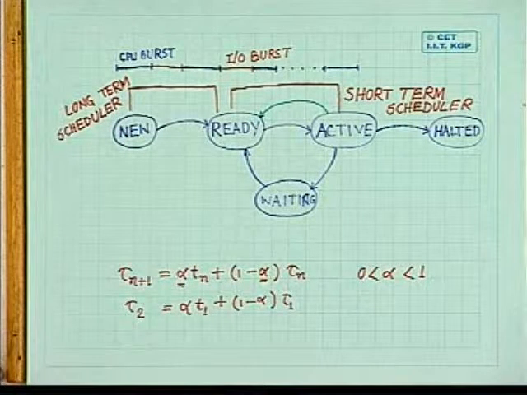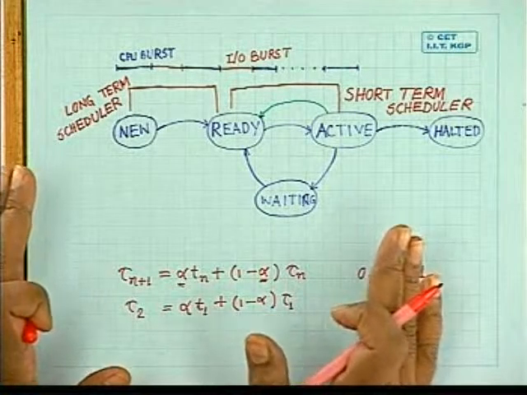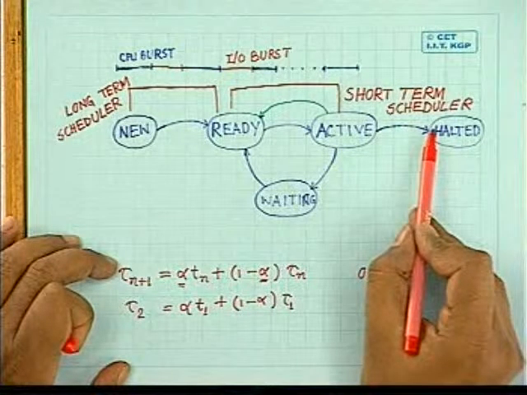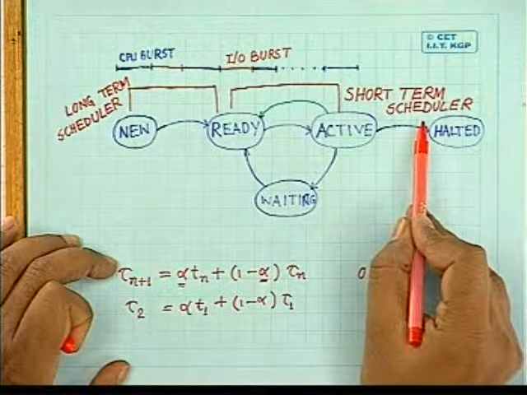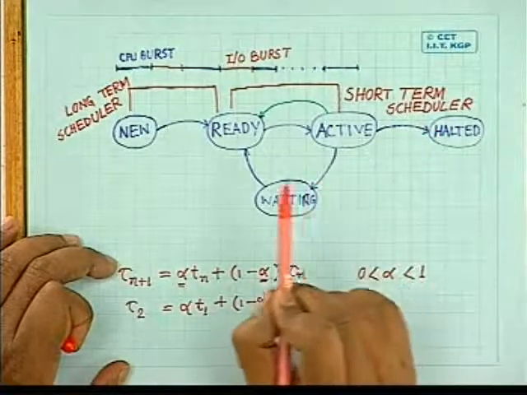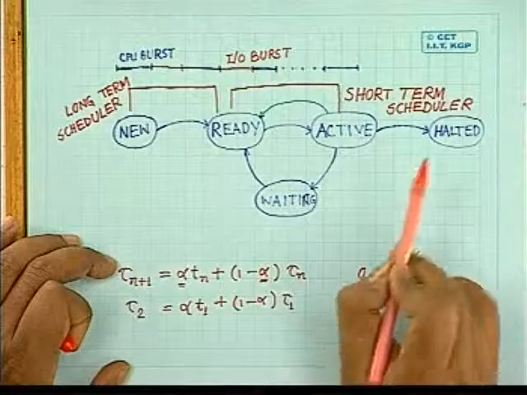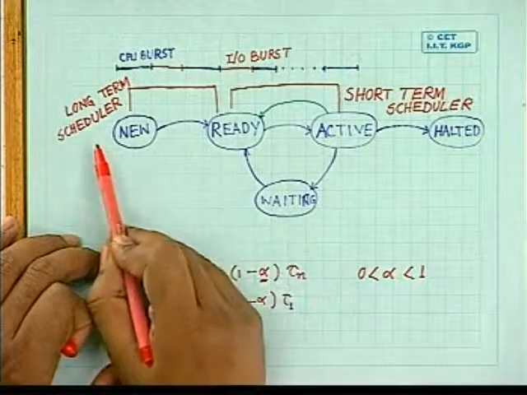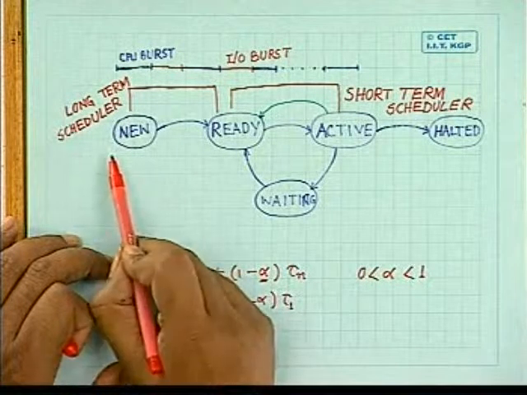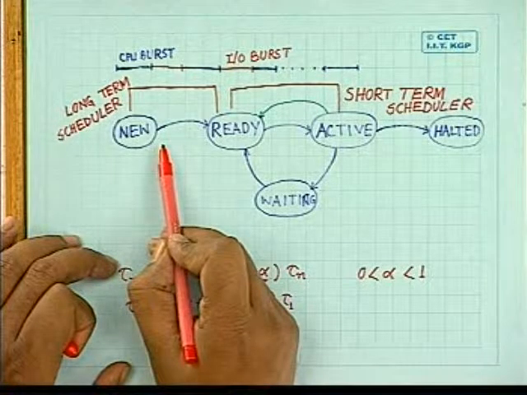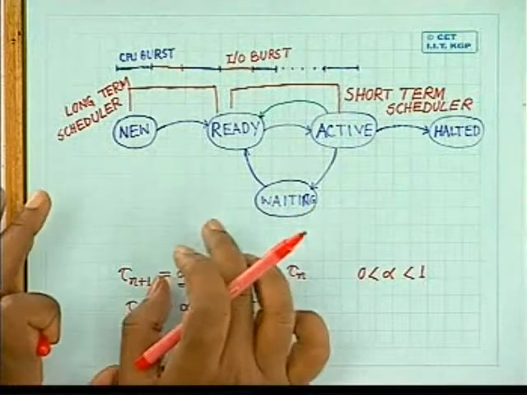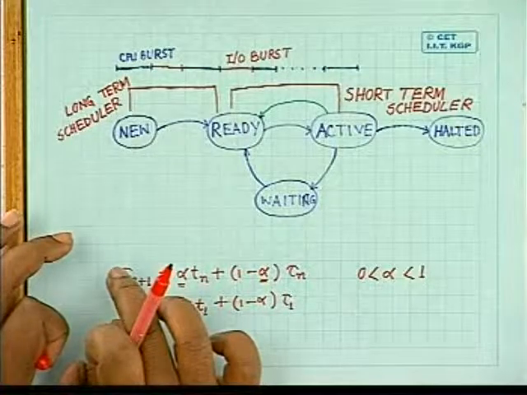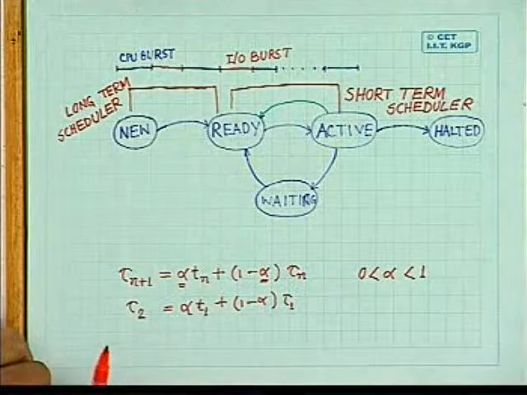Okay. So in a system, I can have two kinds of schedulers. One is a short term scheduler which decides which job has to be given to the CPU for execution, and I have a long term scheduler which decides what are the jobs which should reside in the main memory. That means what are the jobs which should be there in the ready queue.